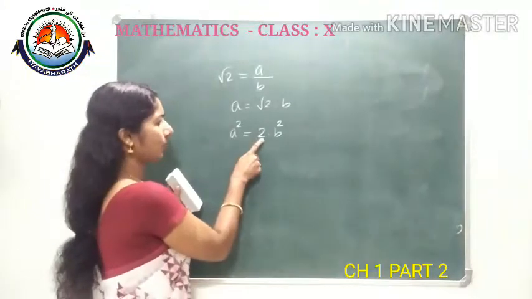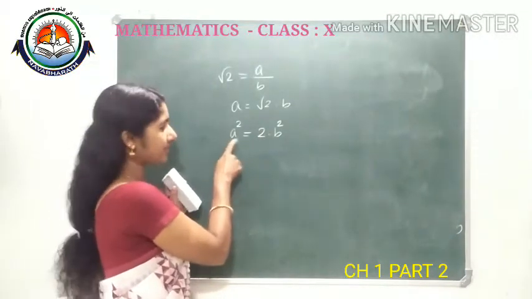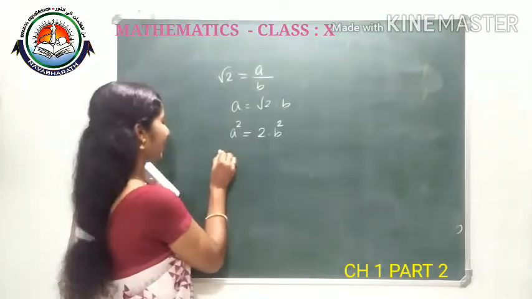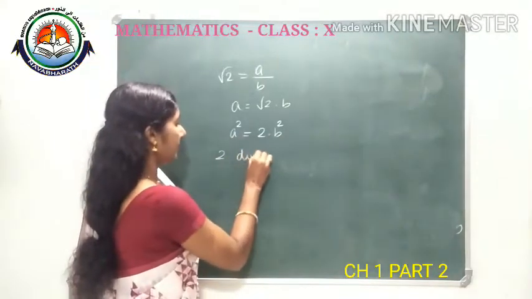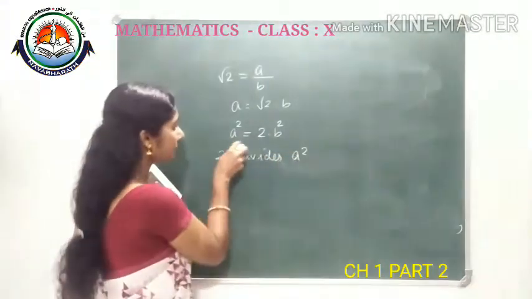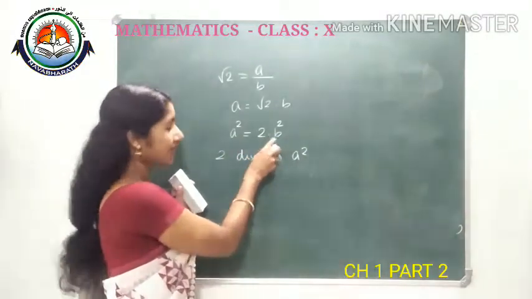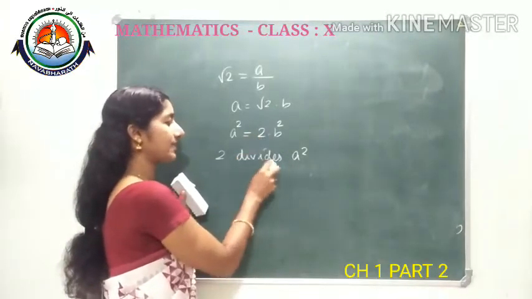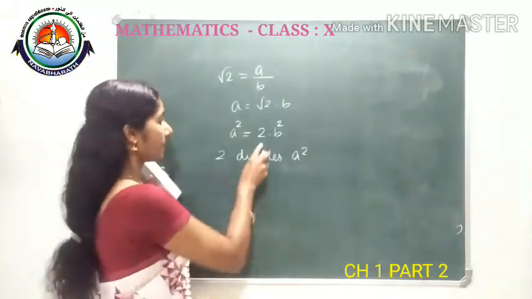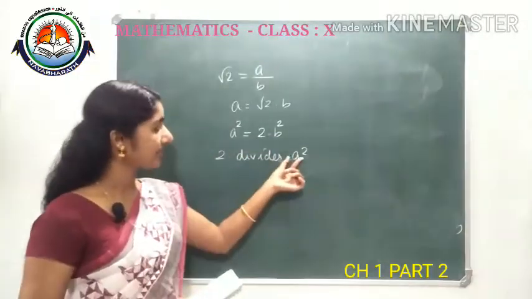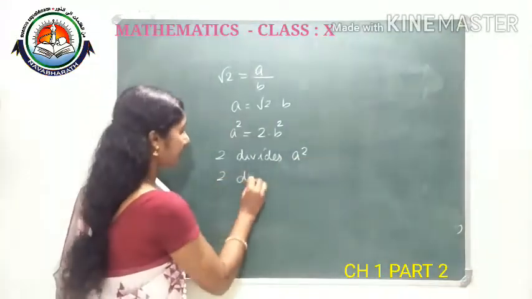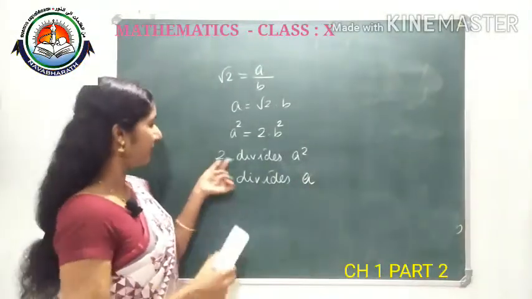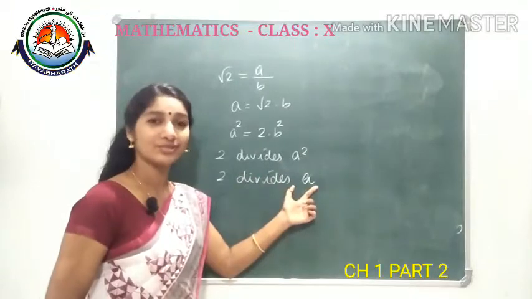Now see, 2 is a factor of A square, or we can say 2 divides A square. Why? A square by 2 gives B square. So you can write 2 is a factor of A square, or 2 divides A square. Clear? Now we studied that if a prime number divides A square, then that prime number divides A also. That theorem we applied now: 2 divides A square means 2 divides A also.